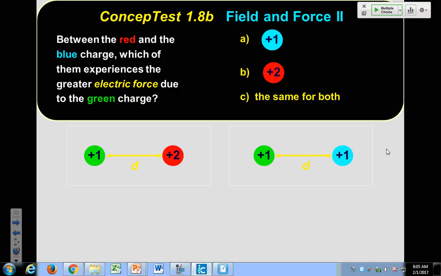The first one, right. So the one on the left, the first one, they both feel bigger forces because there's more charges involved. You can also think of it in terms of electric field. The electric field at this point is bigger than the electric field at this point, and so the force is also bigger.